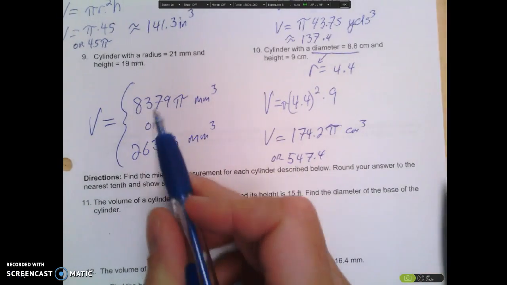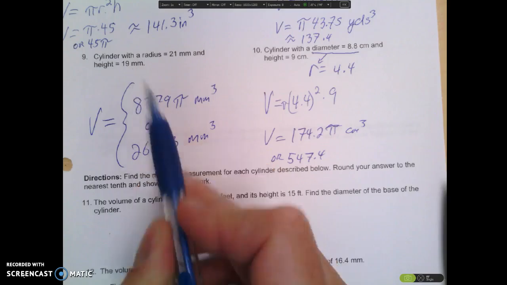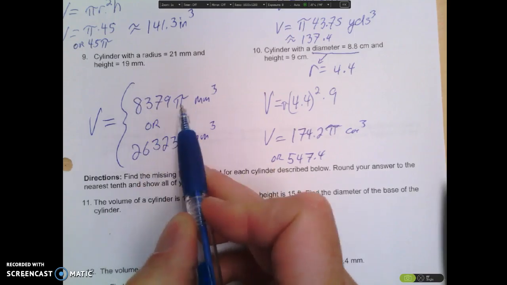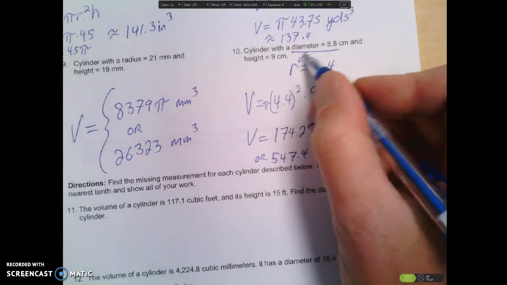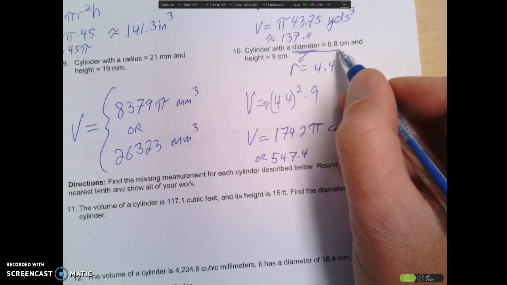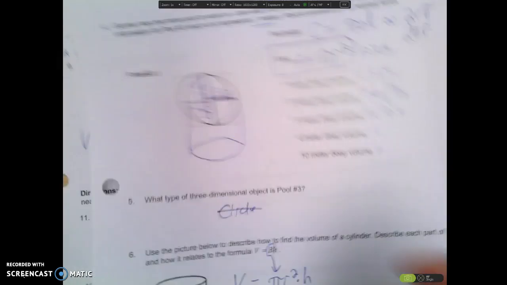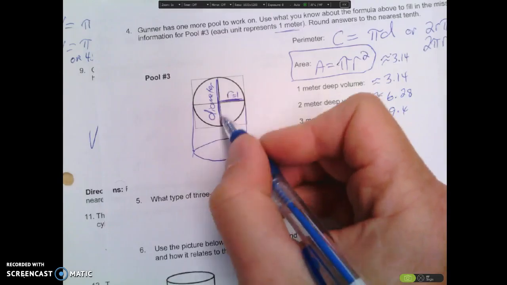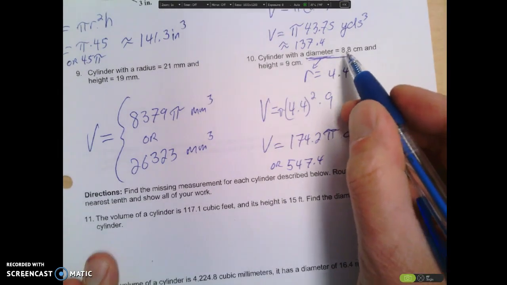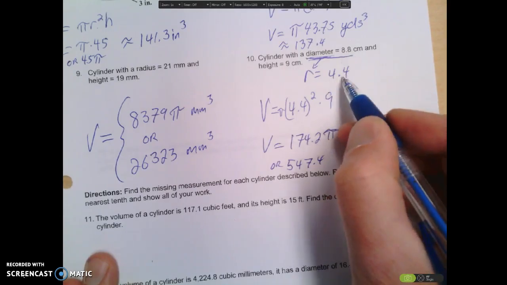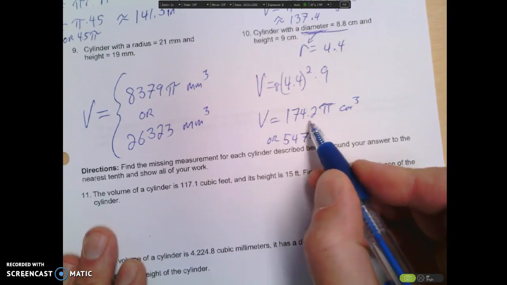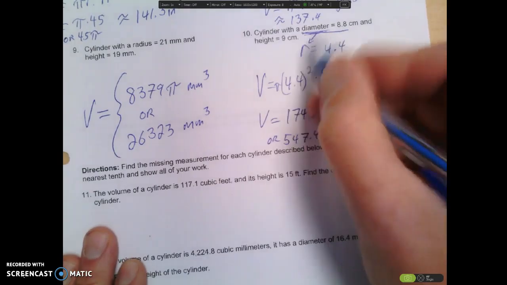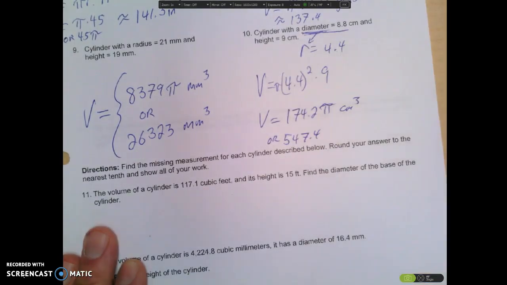Okay, checking your answers for this, pretty straightforward. You just square that times that, and that's where this number comes from. And if you multiply that by pi, you get 26,323. This one was a little tricky. I don't know if you caught that this says diameter was 8.8. Well, if you think about a diameter compared to a radius, the radius is exactly half of the diameter. So you actually had to divide that by 2 to get your radius. So the diameter is 8.8, the radius is 4.4. And when you square that, multiply by 9, you end up with 174.2 times pi. So take a note of that if you didn't catch that.